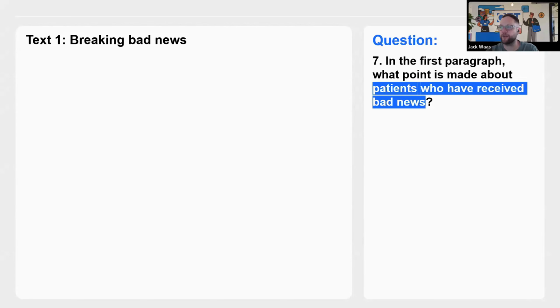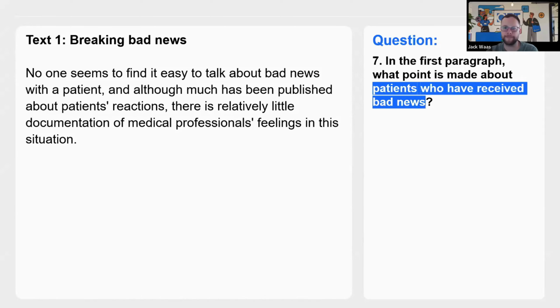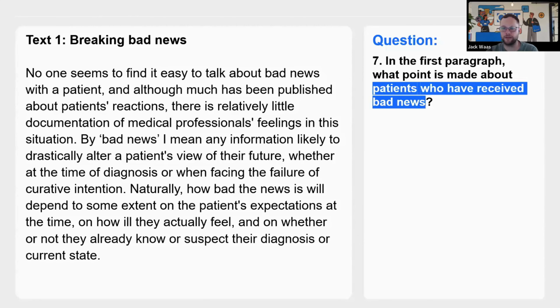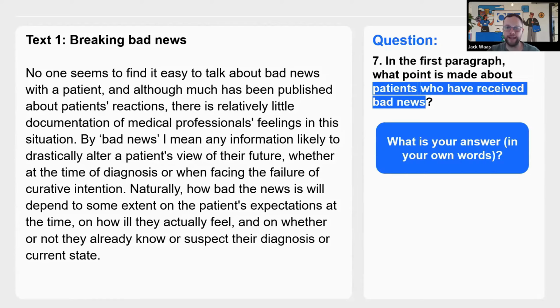In the first paragraph, what point is made about patients who have received bad news? Okay, patients who have received bad news. All right, then we have our text here. So I'm going to leave this on the screen for you. Take about 30 seconds to read this. And again, in your own words, write what you think the answer is. Take about 1 minute to do all of that. Read the text, write what you think the answer is.